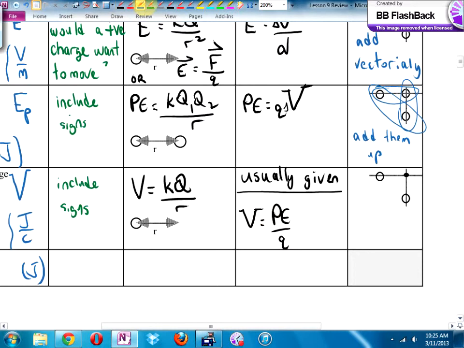Voltage is a scalar, so again, add them up. You'd find the voltage from that guy at that point. No tip to tail required. Add them up.